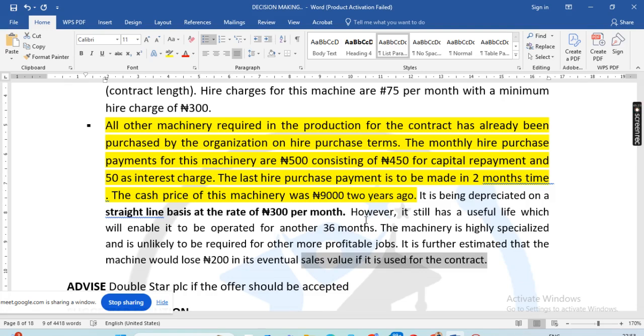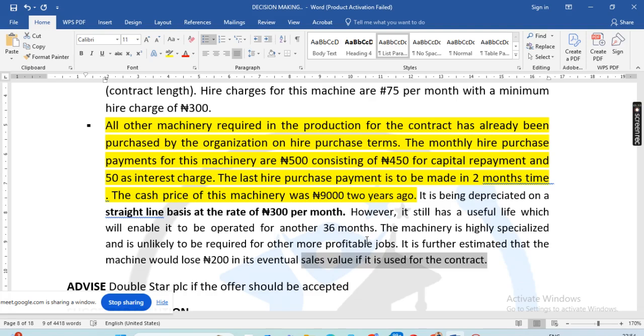However, it still has a useful life which will enable it to be operated for another 36 months. The machinery is highly specialized and is unlikely to be required for other more profitable jobs. It is further estimated that the machine would lose 200 in its eventual sales value if it is used for the contract. Don't forget that all other machines required in the production have already been purchased by the organization.